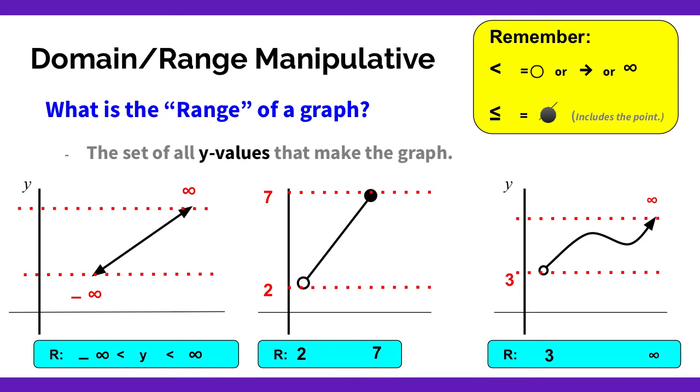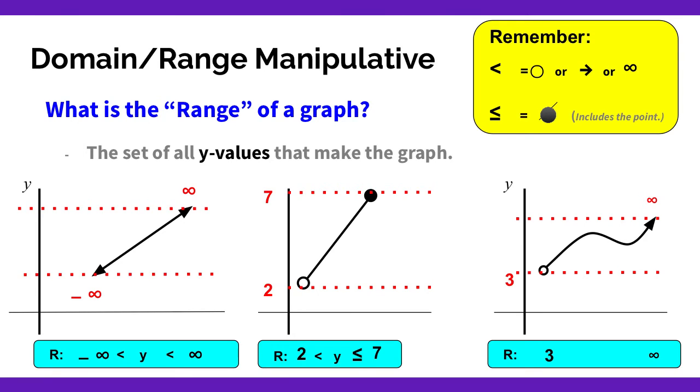For the second example, we've got an open dot for 2. An open dot means that we're going to use less than. And then we've got a closed dot at 7. And a closed dot means we're going to do less than or equal to, which will look like this. 2 is less than y is less than or equal to 7.